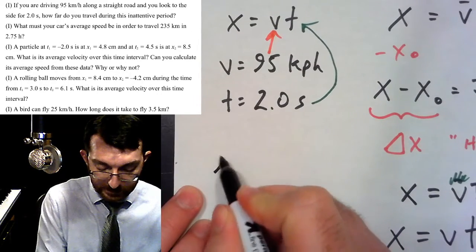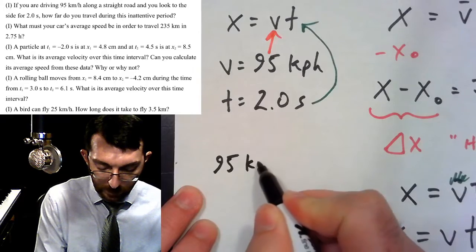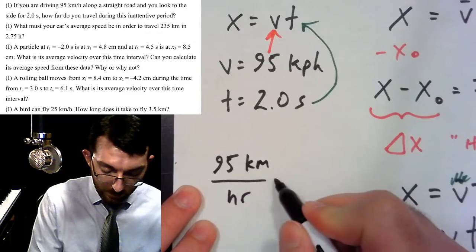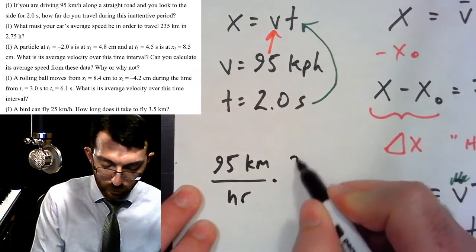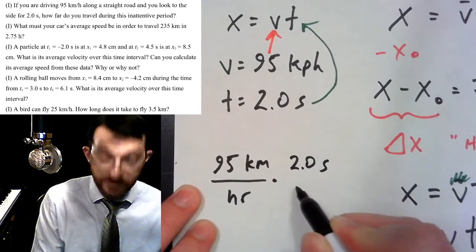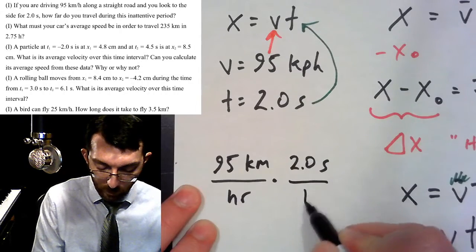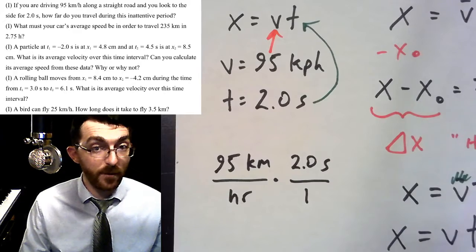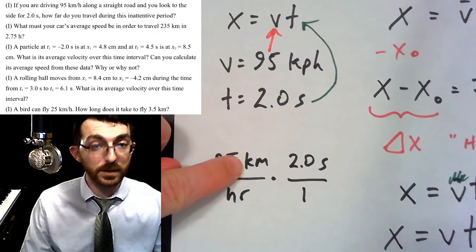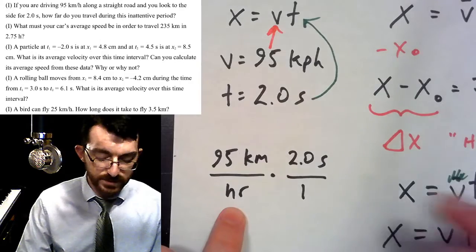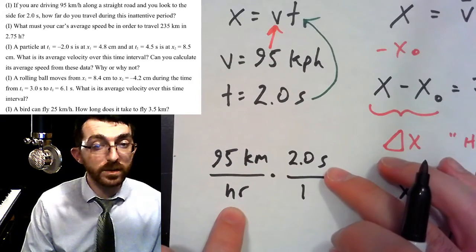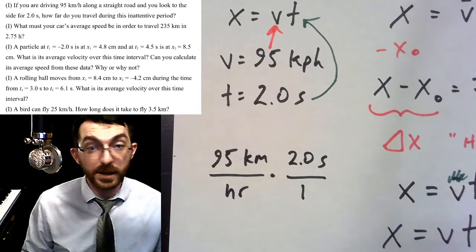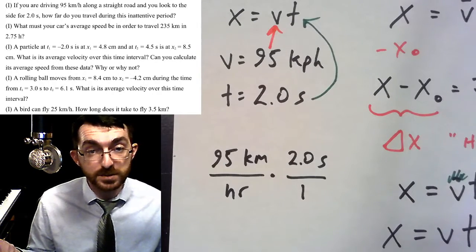The v is 95 kilometers per hour. And then you multiply that by 2.0 seconds, and just to make it a fraction, we'll put it over 1. Well, the question is asking how far, which means the answer will be in kilometers. But hours and seconds won't cancel out. So in order to fix that, we can just convert 2 seconds into hours.